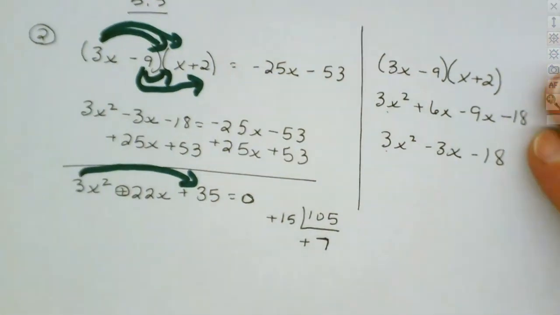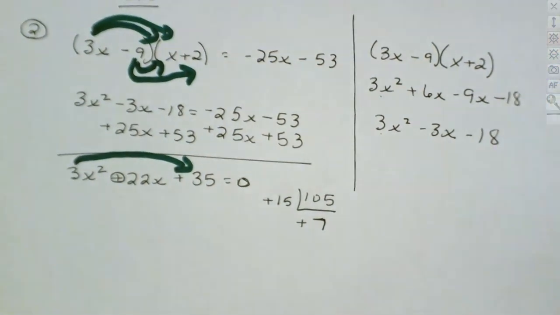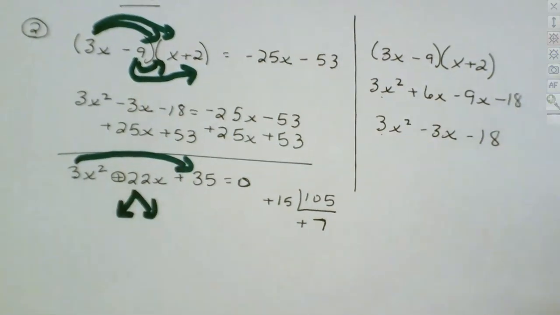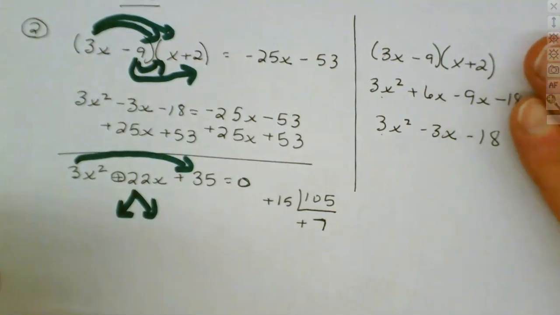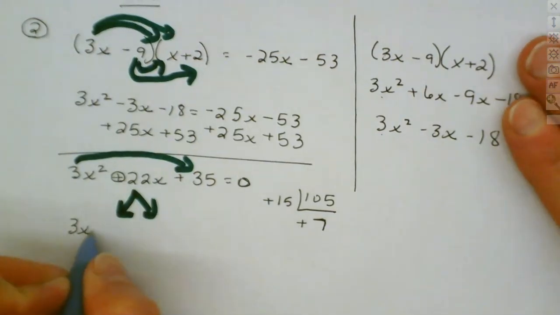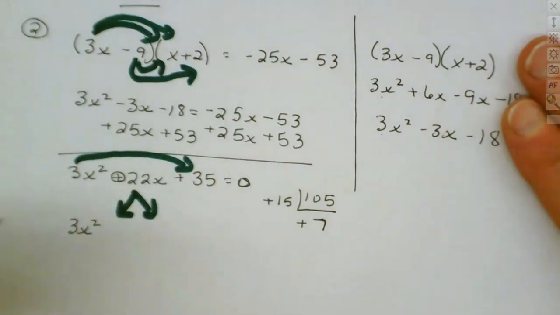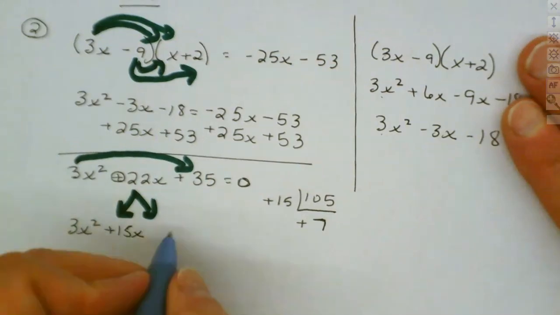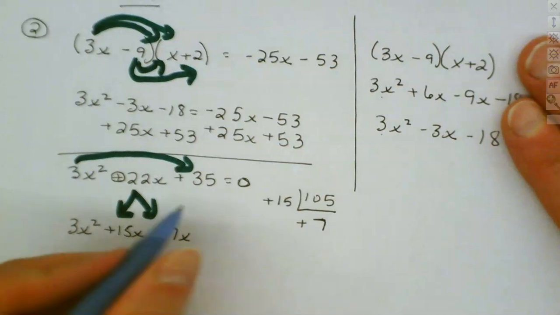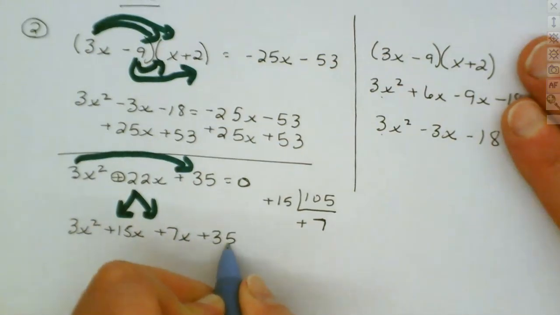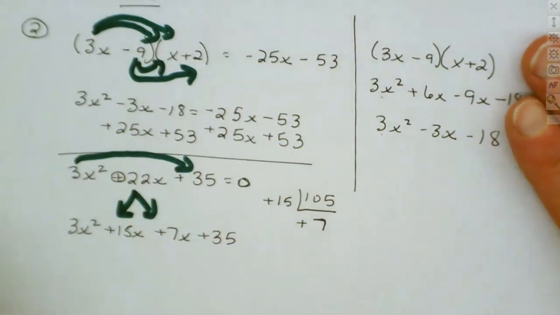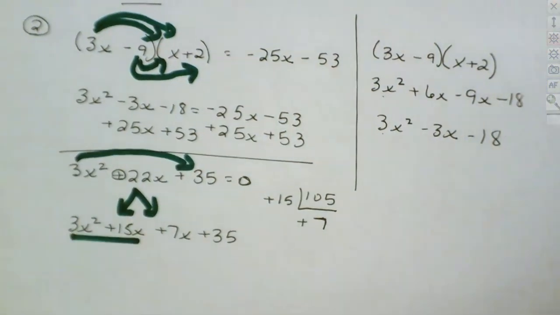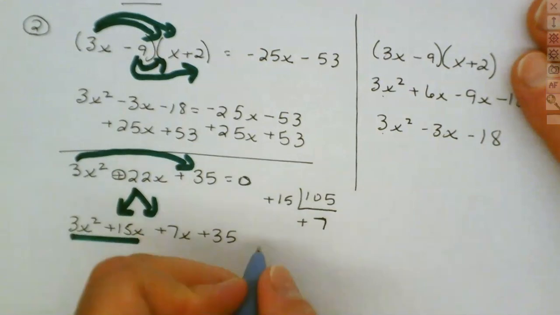Now, we cannot just jump to our factors because of the 3 in front. So what must we now do? We must break it up and factor it by grouping. So there is 3x squared plus 15x plus 7x plus 35. And we break this down just like we would before, and it's still equal to 0.